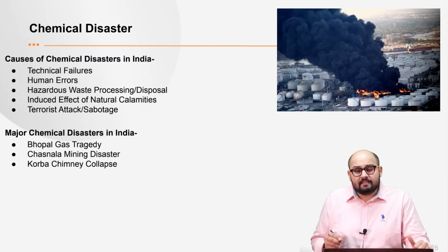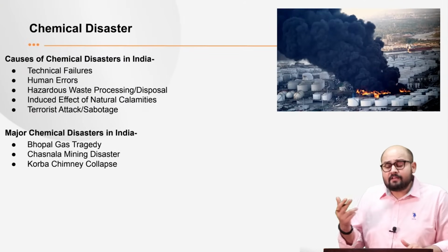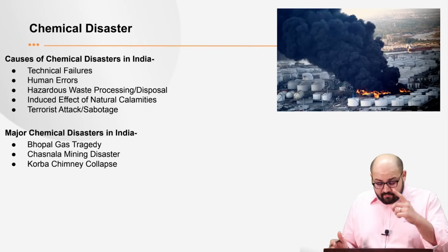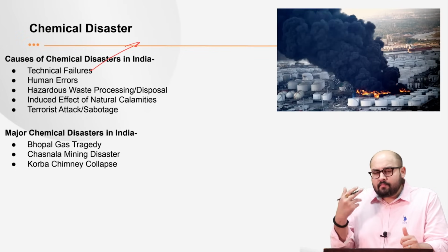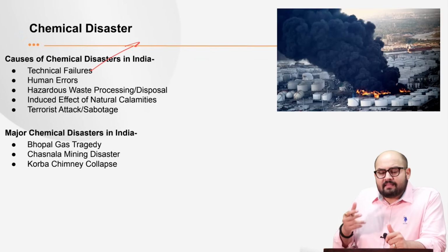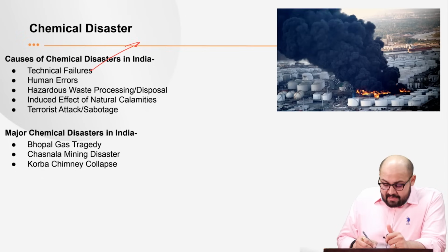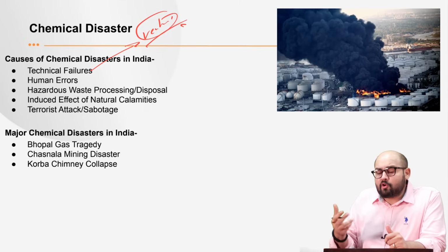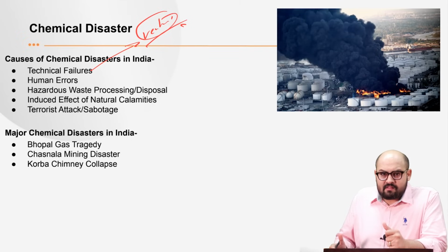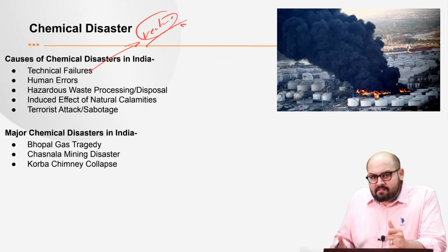Now talking about these chemical disasters, what are the causes of these chemical disasters? The first is technical failures. What do we mean by that? See, there is inadequate, for example, ventilation system, right? There are no protocols with respect to different industries. They are just working on an informal basis, right?